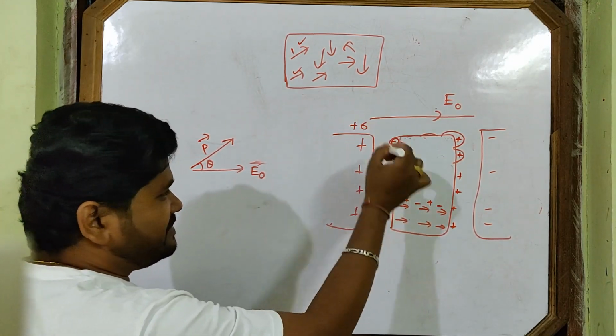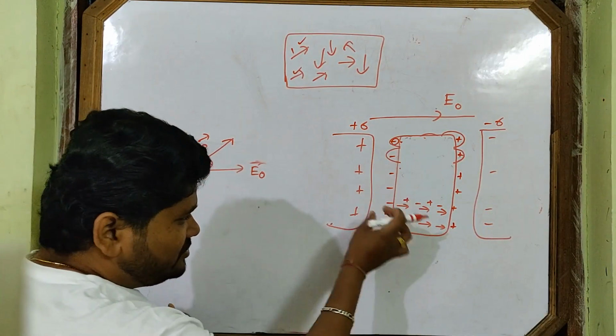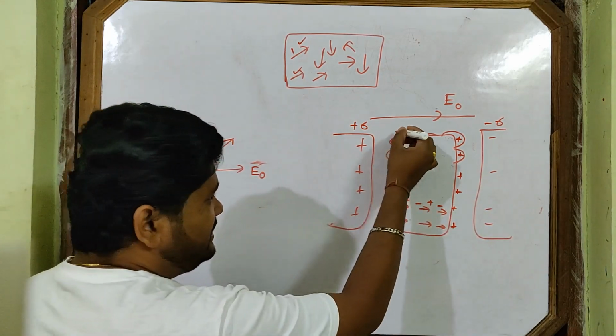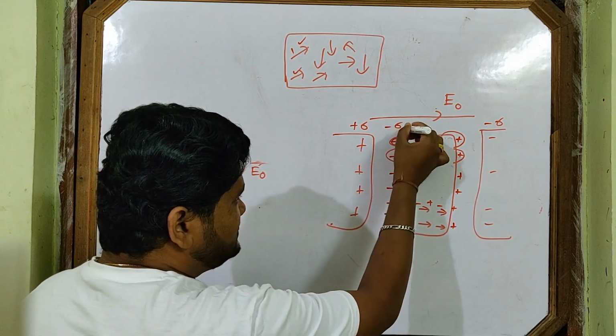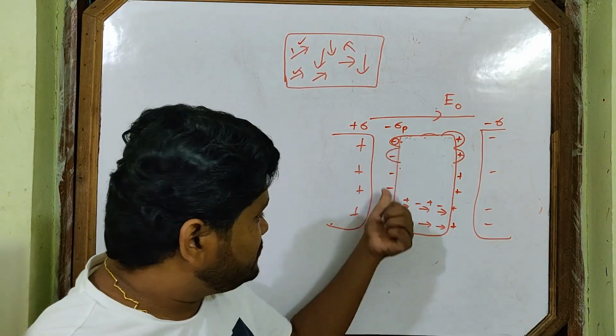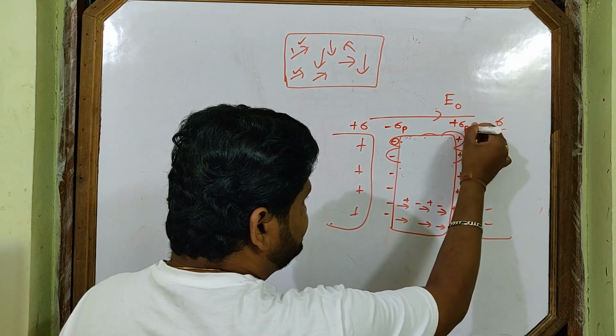This is plus sigma. This is minus sigma. But here also charges developed, due to this external electric field. And here its charge becomes, I am writing this, minus sigma P. P stands for, I am writing P only as a symbol. This is the induced surface charge density. And this is plus sigma P.